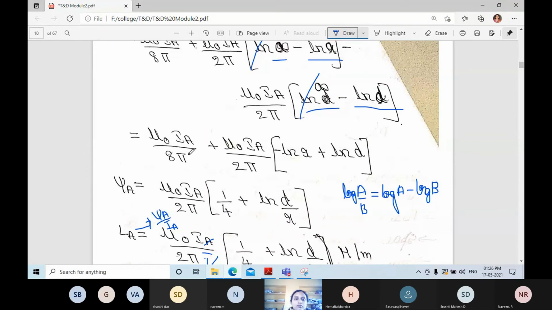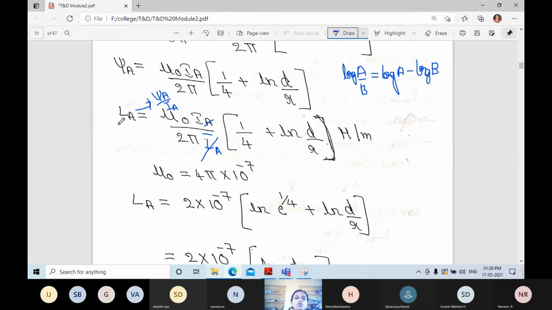Okay. Mu naught IA divided by 8 pi is the same as from the start, and mu naught IA divided by 2 pi. Here ln infinity gets cancelled. So minus ln r plus ln d, you will get ln d minus ln r, which can be written as ln d by r. That is what they have written. They have taken the total common, mu naught IA divided by 2 pi. If you take out 2 pi as common, you will get 1 by 4 plus ln d by r.